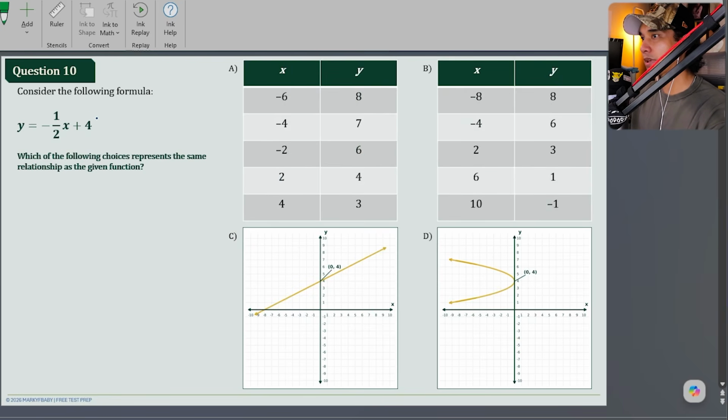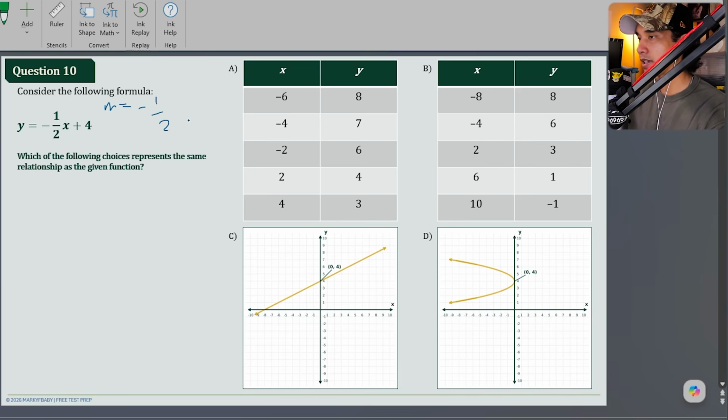Consider the following formula. Y is equal to -1/2 x plus 4. Again, which of the following choices represents the same relationship as the given function? So, again, m is equal to, and let's just put this over here at the top.